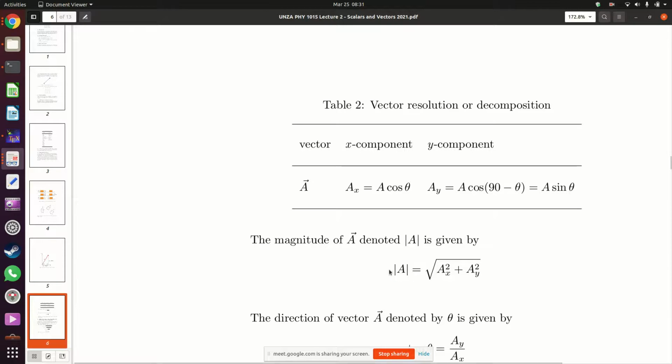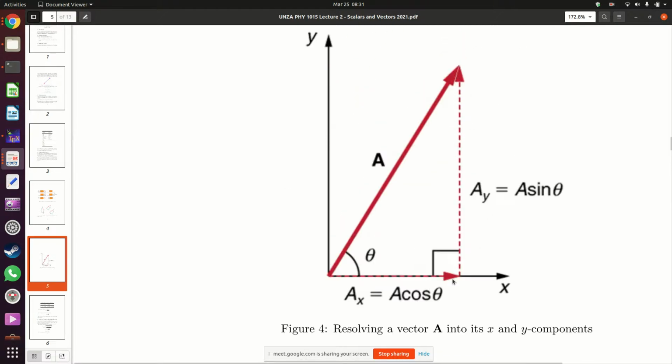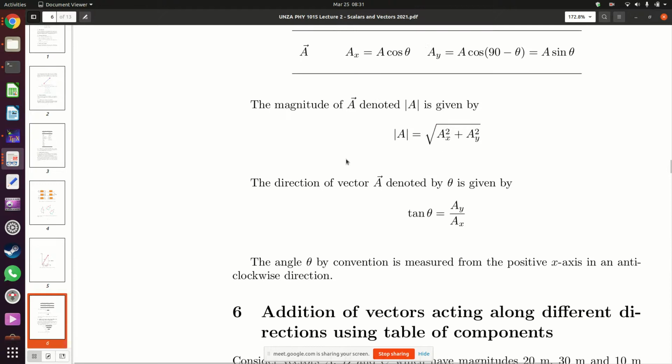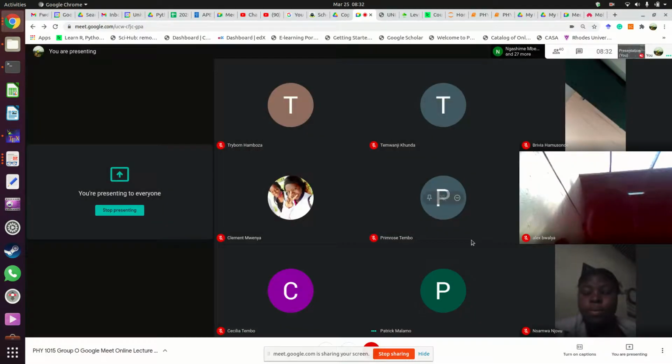This is basically a form of Pythagoras theorem, because this being a right angle triangle, we know that A is related to AX and AY as A squared equals AX squared plus AY squared. That is Pythagoras theorem. So what you have here is that Pythagoras formula showing you how to find the size of a vector when you have the components AX and AY. So the size of vector A is equal to the square root of AX squared plus AY squared. Is that clear?